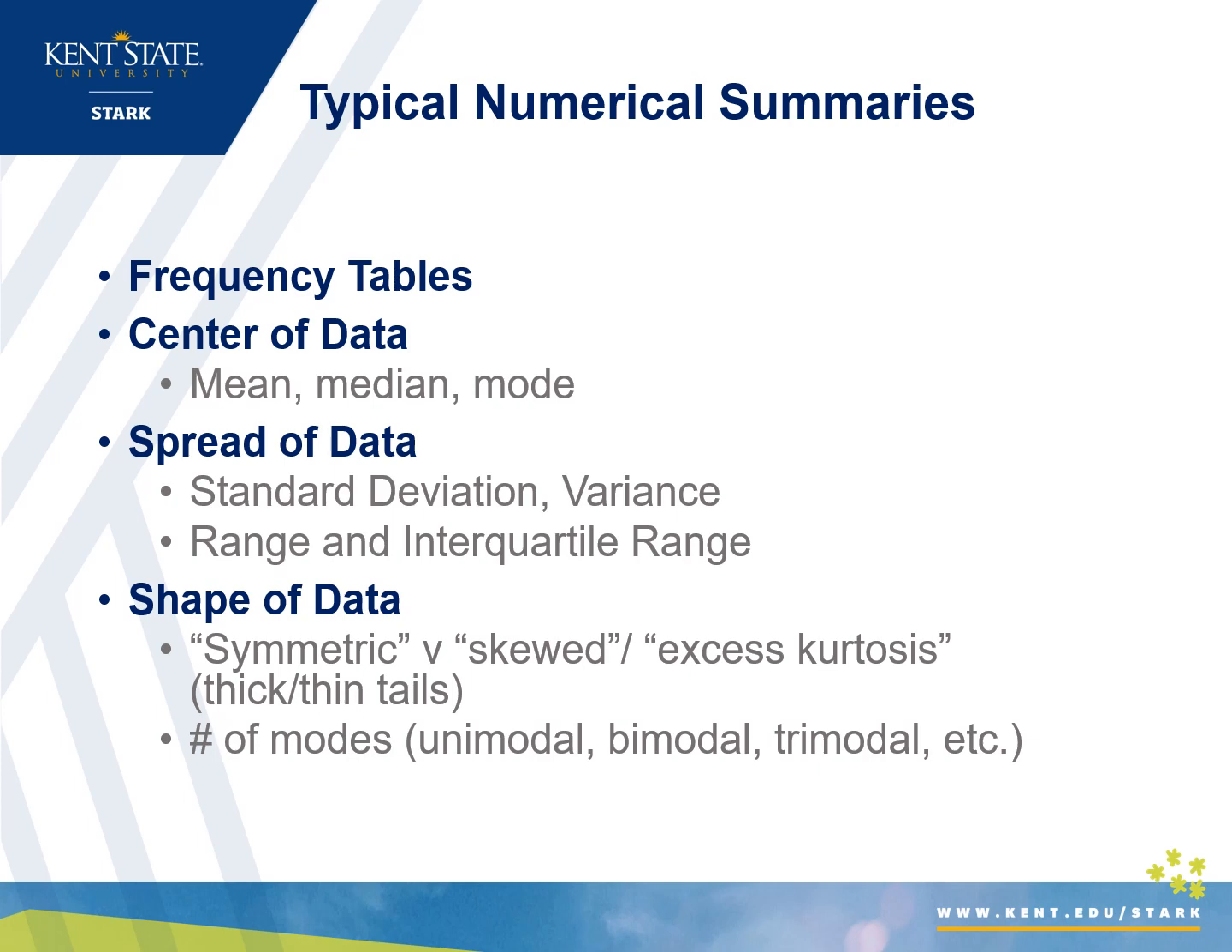Numerical summaries can also describe 3 main traits of the data. First, the center, as measured by mean, median, or mode. Second, the spread of the data. 2 standard ways of doing this are the standard deviation and the variance, which is simply the square of the standard deviation. In addition, we could consider the range and the interquartile range.